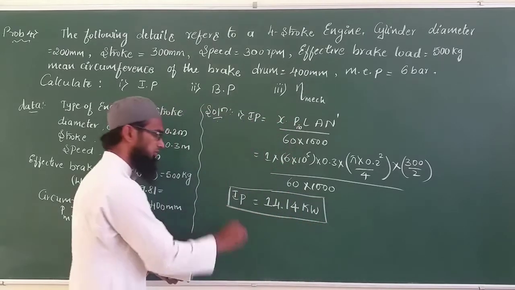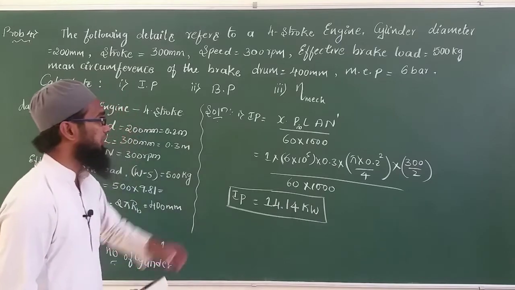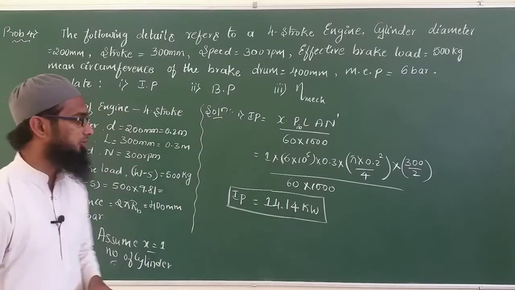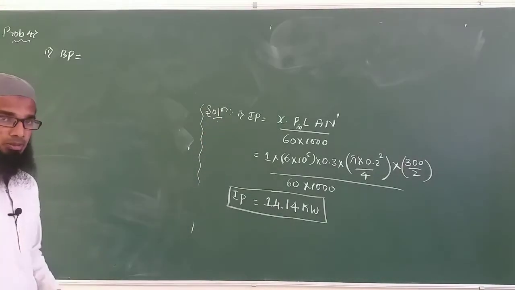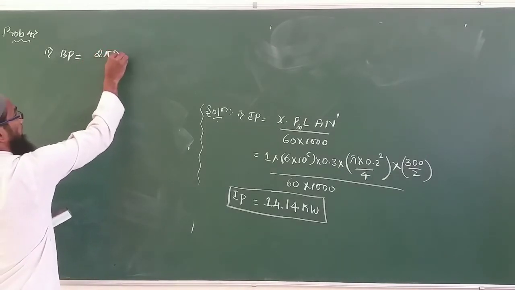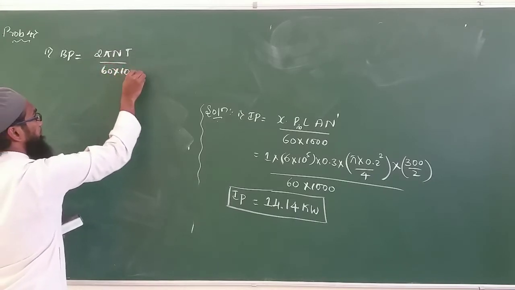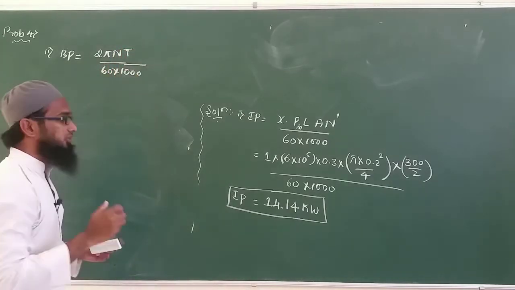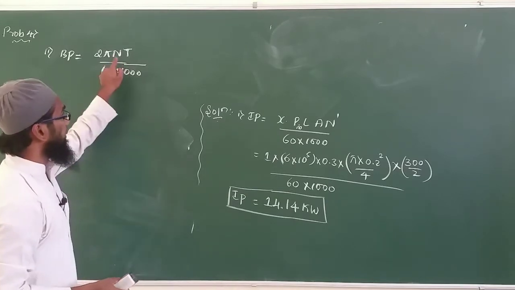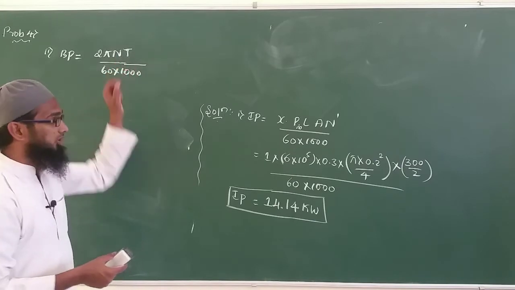Okay, now this is somewhat very simple here. Now we just find out the brake power, then we will go for the mechanical efficiency for this case. The brake power is given by 2 pi N T by 60,000. In this case the speed n is nothing but the given speed itself.